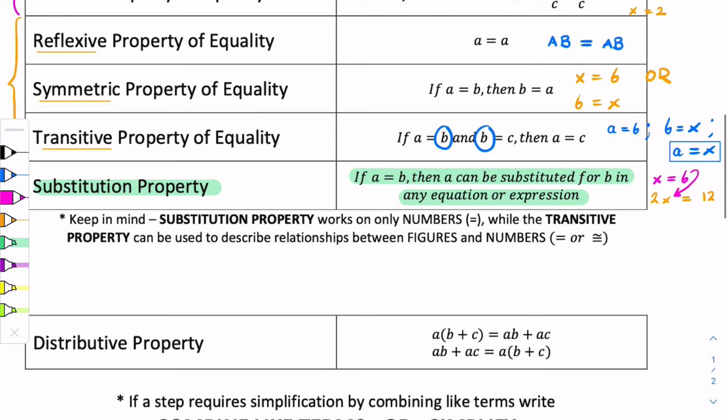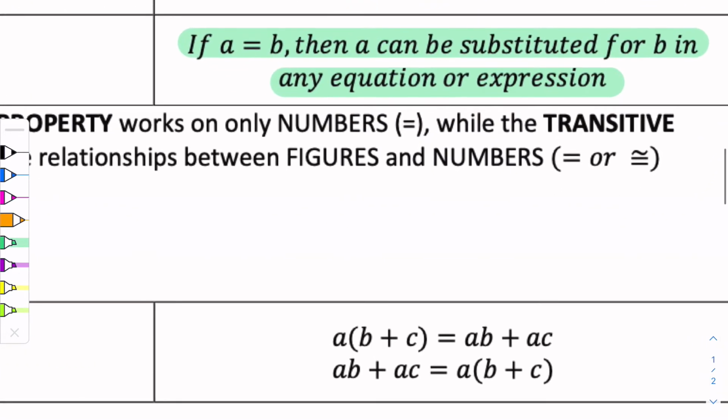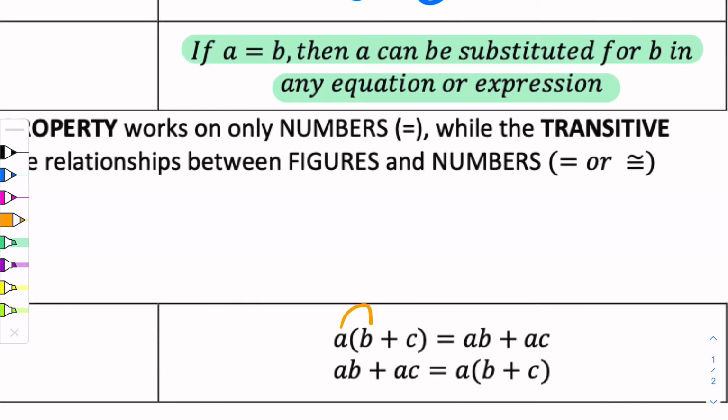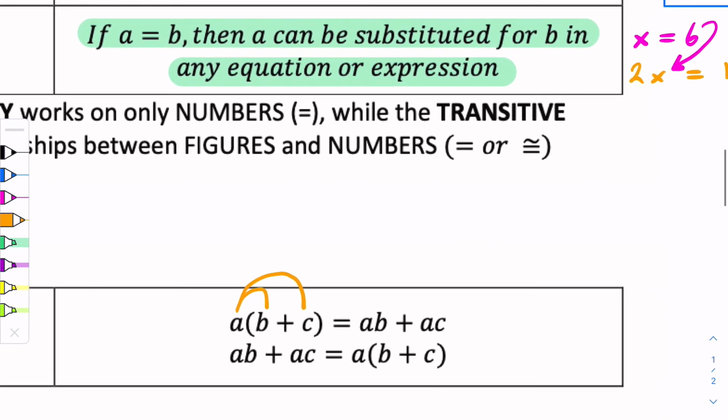And the last property is called the distributive property, also a property that you have previously learned about. The distributive property allows you to distribute a term outside of the parentheses to both terms inside of the parentheses. My example here says A times, in parentheses, B plus C. This is equal to A times B plus A times C.